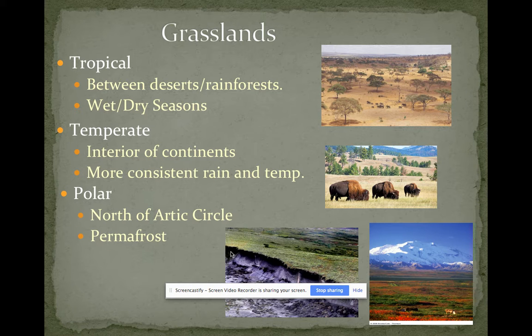So grasslands also have tropical, temperate, and polar. Tropical is usually between deserts and rainforests. This is kind of the transition zone from a desert to a rainforest. And they have wet and dry seasons, so they don't have 4 seasons. Temperate grasslands tend to be on the inside of continents. They're a little bit more consistent with their rainfall. And then polar grasslands have what we call permafrost.